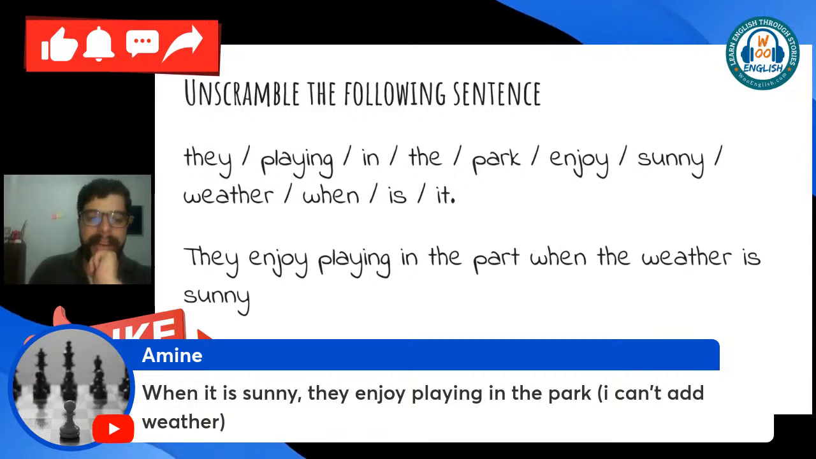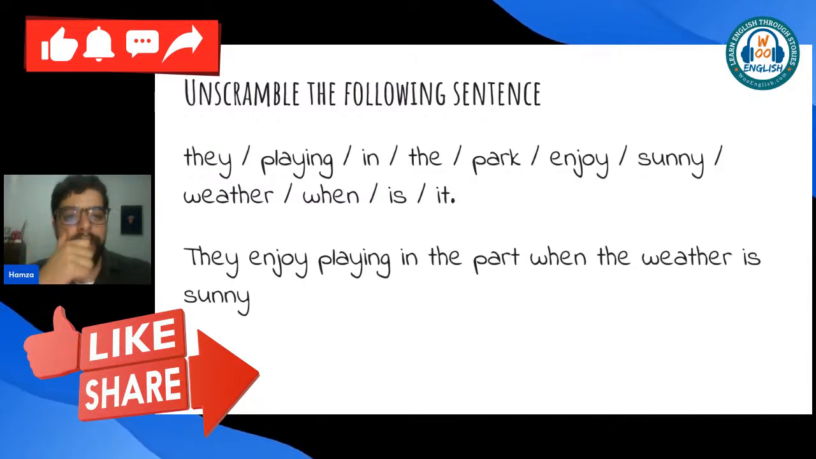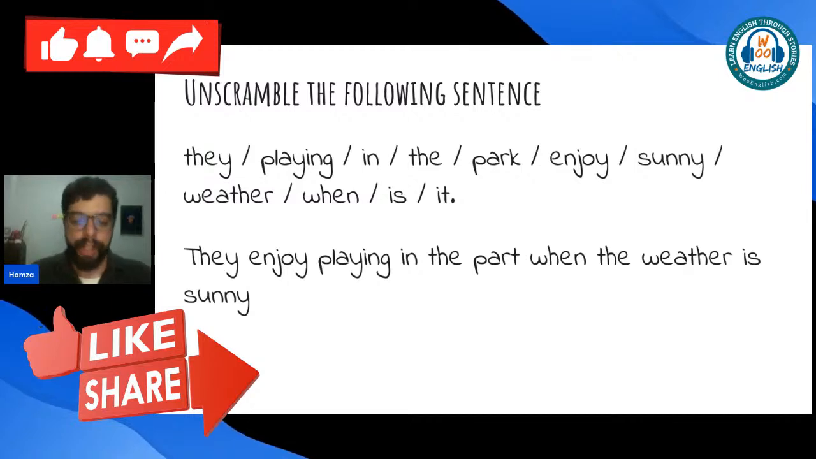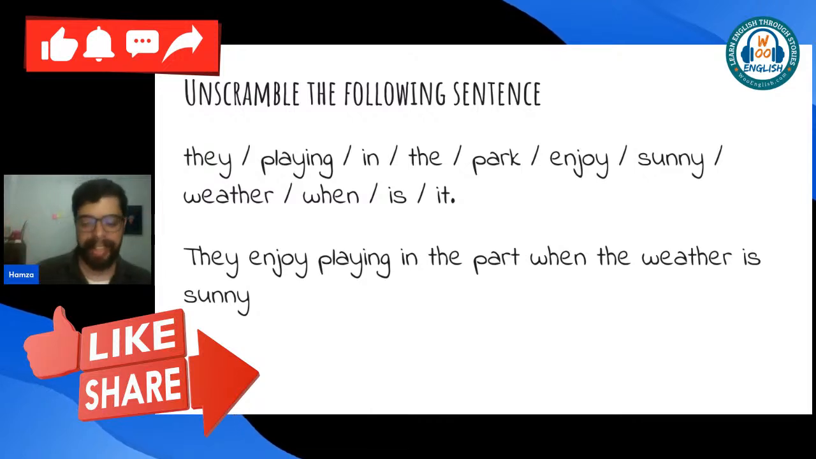So maybe that's a mistake. That means your sentence is correct as well, because I didn't pay attention that there is an additional "it." Or maybe we can say they enjoy playing it, meaning football or something. So they enjoy playing it in the park when the weather is sunny. I think that would solve it, though the meaning is a little weird.